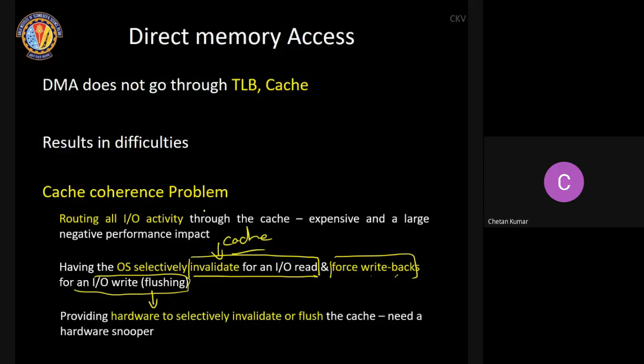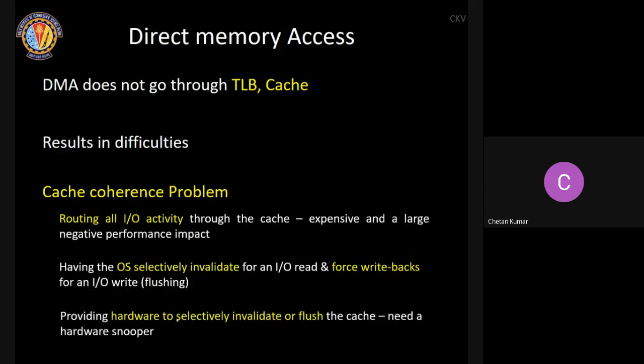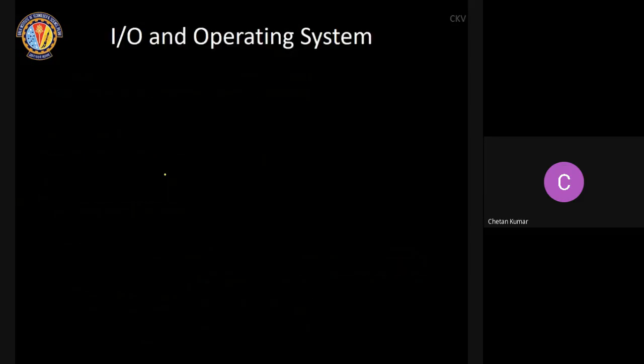You need to provide hardware to selectively invalidate or flush the cache with the help of a snooper, because you need to constantly check which addresses are being accessed by the DMA. So there will be a hardware unit which constantly snoops what addresses are being accessed by the IO, and based on that, it will either forcefully write back or forcefully invalidate the data available in the cache. That is how the cache coherence problem with respect to DMA is resolved.